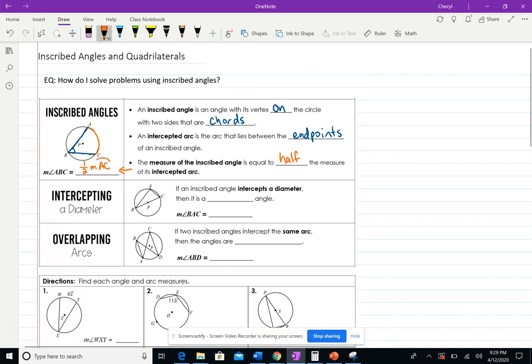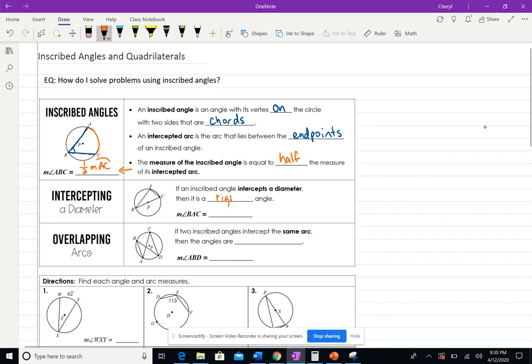So we learned that central angles are equal to their arc. Inscribed angles are equal to half the arc. Okay, so what happens if we are intercepting a diameter? If an inscribed angle intercepts a diameter, then it is a right angle.